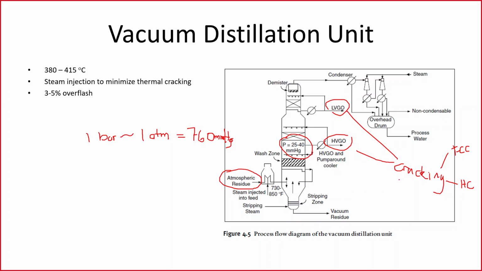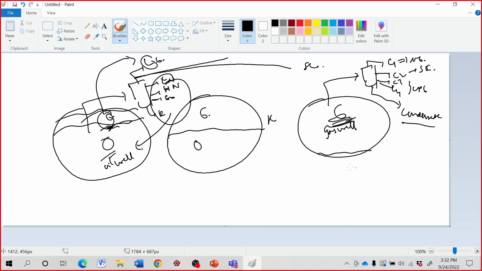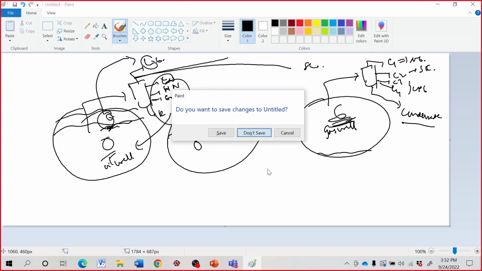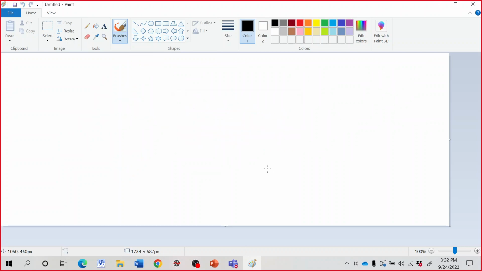So we just simply want to get the gasoline and diesel. What I forget is that, say for example, I'll put it here. Bear with me.